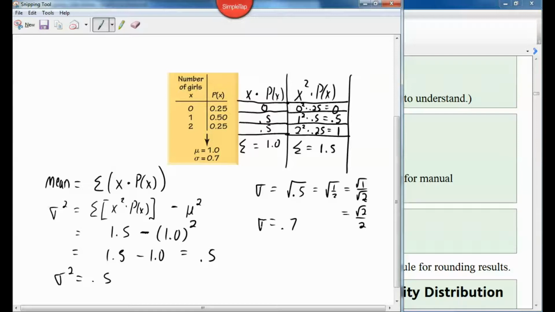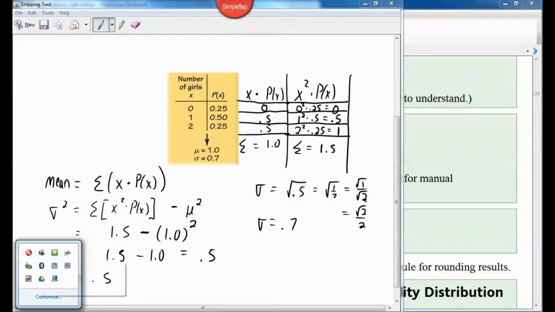All right, so if we know that we have a probability distribution, you can find the mean of the probability distribution by saying the sum of x times p of x. You can find the variance of the probability distribution. The easiest way is to say the sum of x squared times p of x, and then subtract the mean squared. That gives us the variance. And then if we need the standard deviation, you take the square root of the variance, and that gives you the standard deviation.